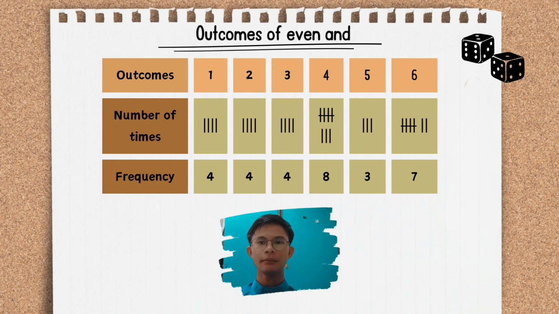As we see in this table above, we have recorded and listed all of the 30 outcomes for the experiment. For the number 1, we get it 4 times, and the number 2, we have 4 times. Same for the number 3, we get 3 times, and the number 4, we have the highest number of outcomes, which is 8. The number 5, we get 3, and the last one, the 6, we get 7 of the outcomes.